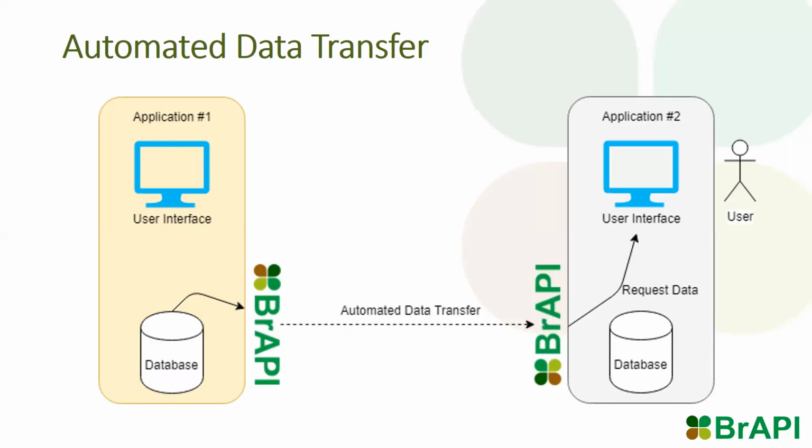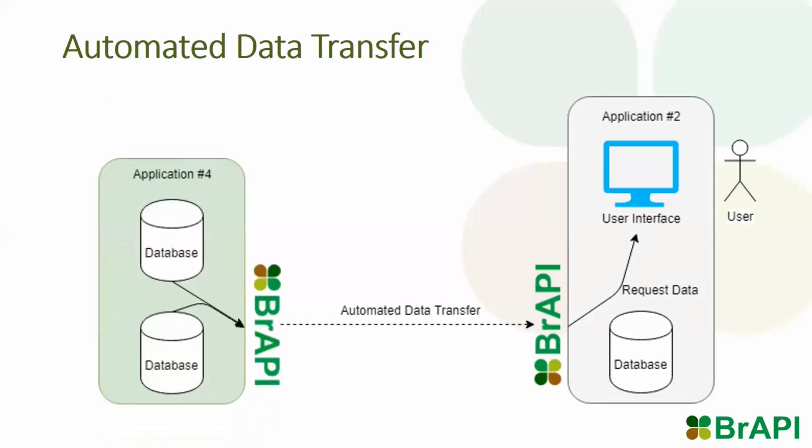BrAPI is a standard API specification for plant breeding data. BrAPI provides a common language that all breeding applications can speak when transferring information. This means we can easily share data between many types of applications to solve many different use cases. Having a common language also means we can share existing tools and computational resources within the community.